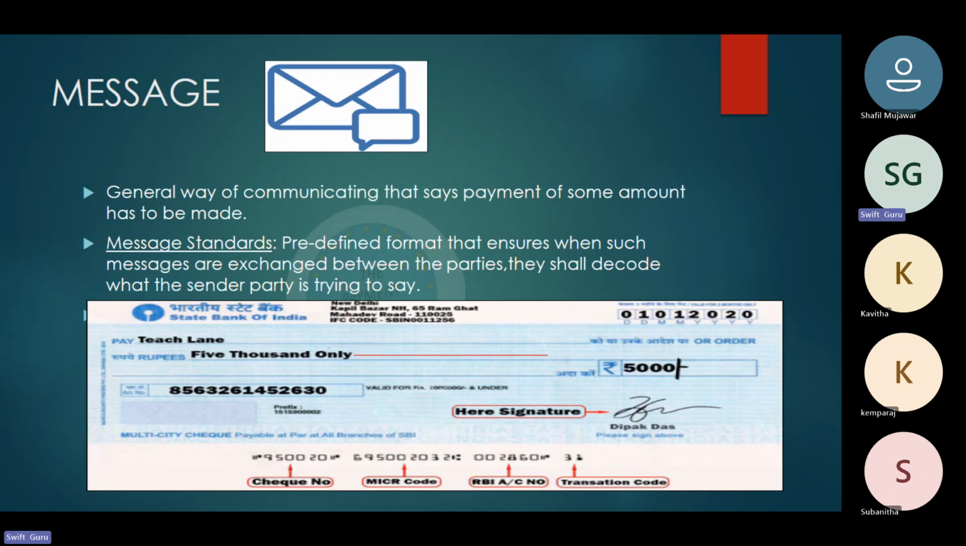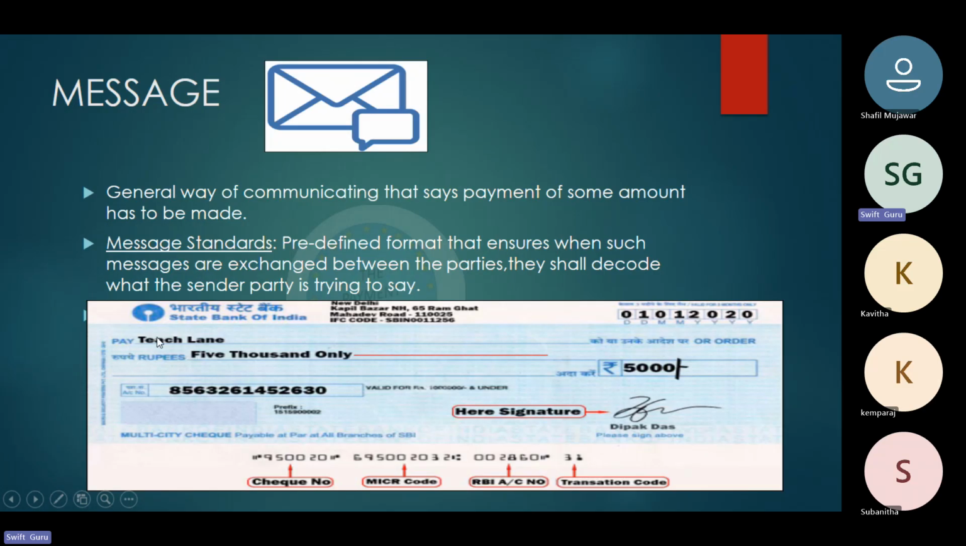Check was one of the oldest ways of communicating in the financial industry, right? So what does this message standard mean in messaging? A message standard means a predefined format that ensures that when such messages are exchanged between parties, they can decode what the sender is trying to say. Now, this is a template. Whatever data has been captured, they will understand.